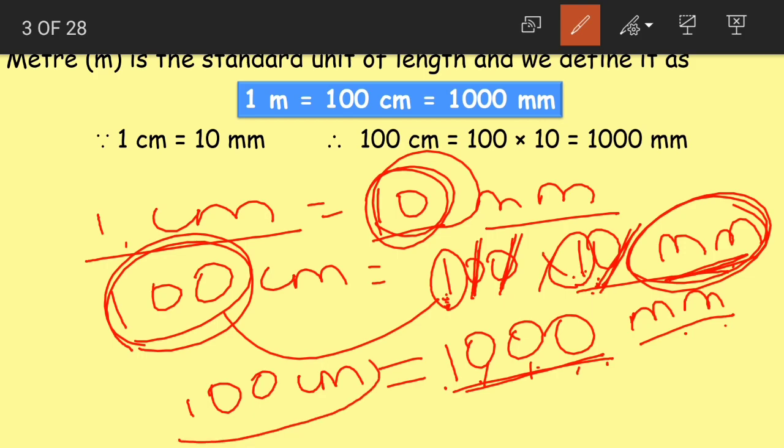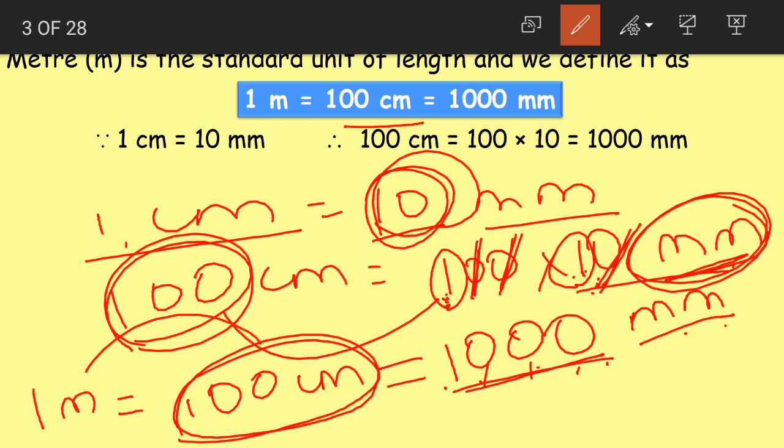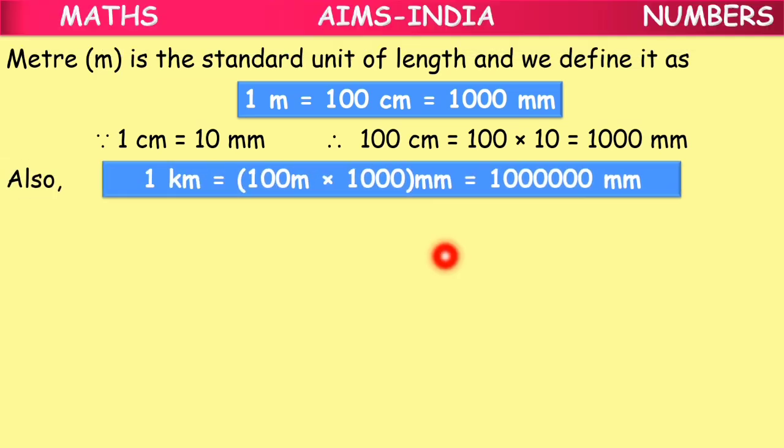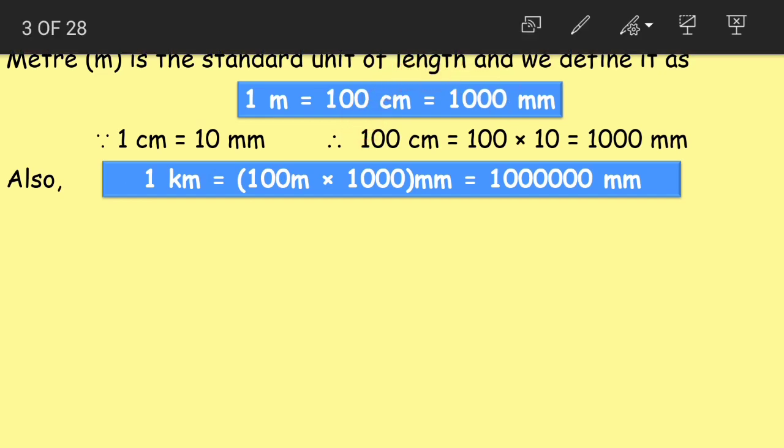Now again, as we know, 100 centimeters is equal to what? 100 centimeters is equal to nothing but 1 meter. So 1 meter is equal to 100 centimeters, which in turn 100 centimeters are equal to 1000 millimeters. Is this clear students? How did we find out? 1 meter is equal to 100 centimeters, and as 1 centimeter is equal to 10 millimeters, these 100 centimeters become 1000 millimeters. And also, as I said, you remember the hierarchy, right? Kilometers, meters, centimeters and millimeters.